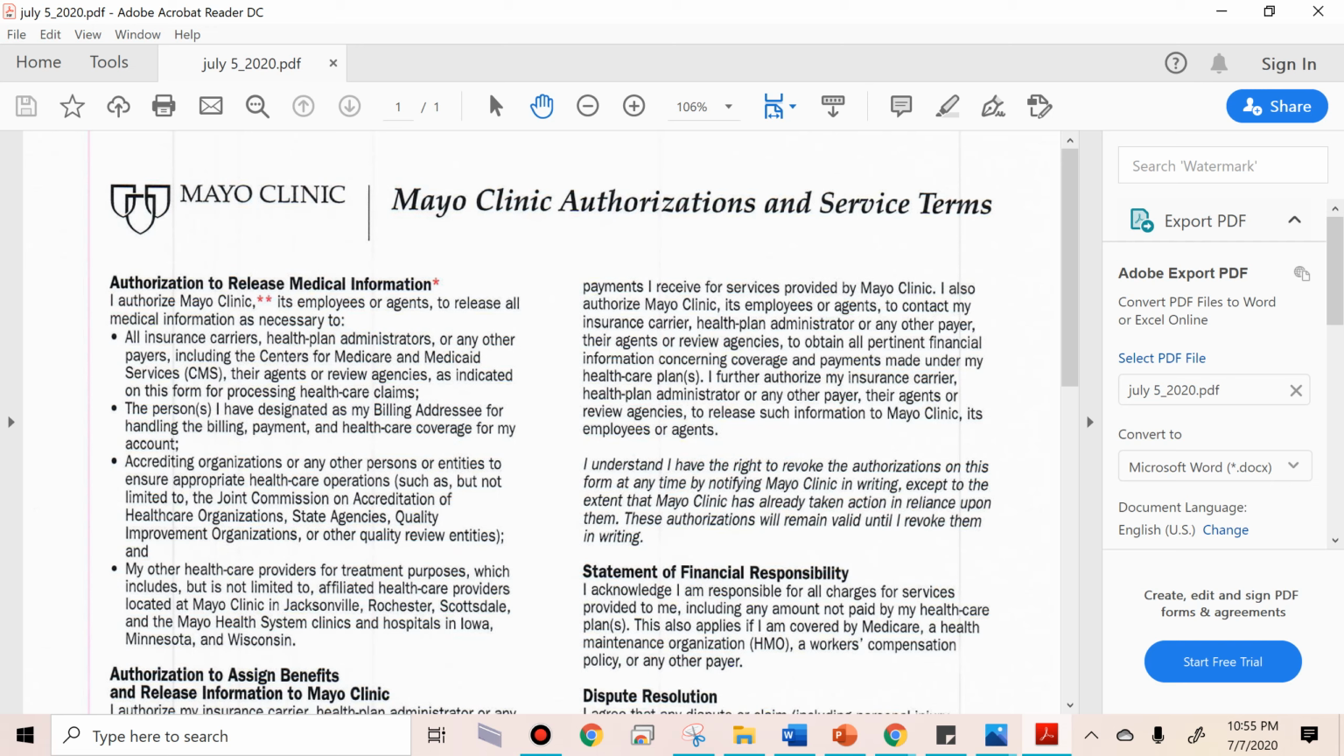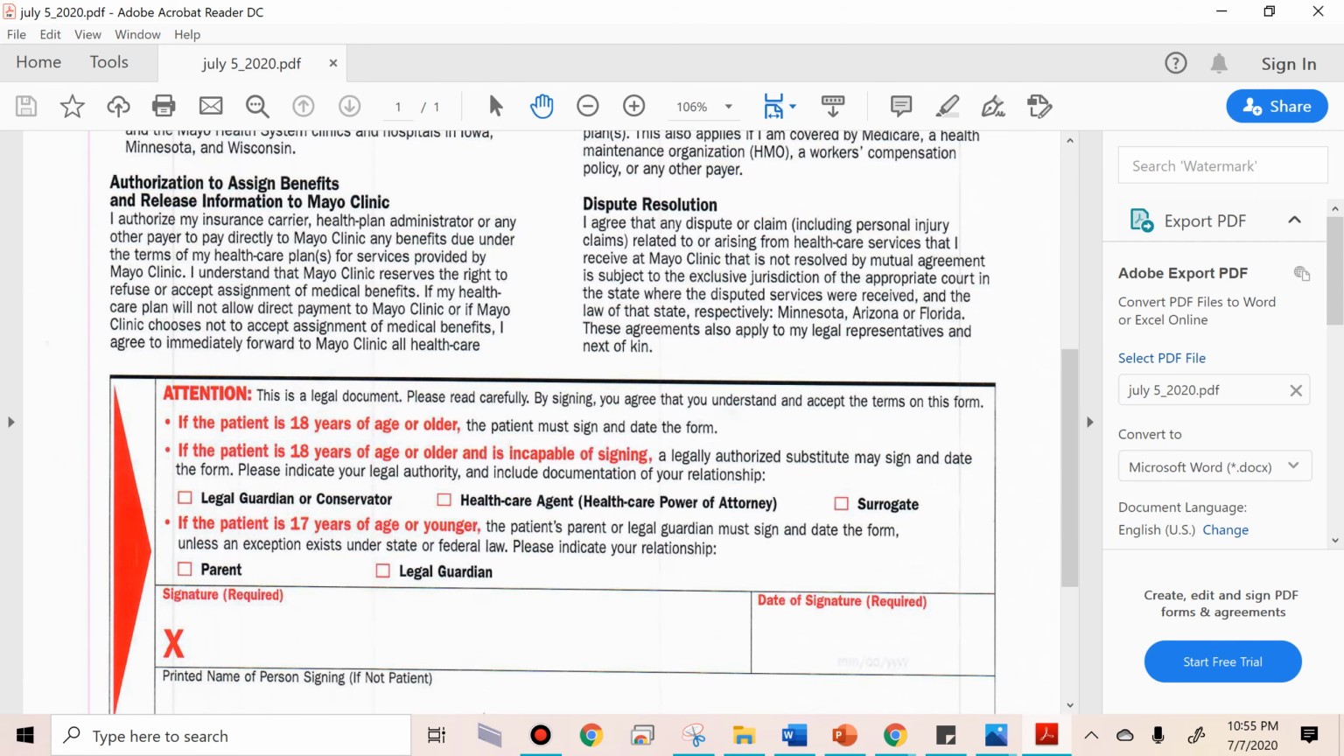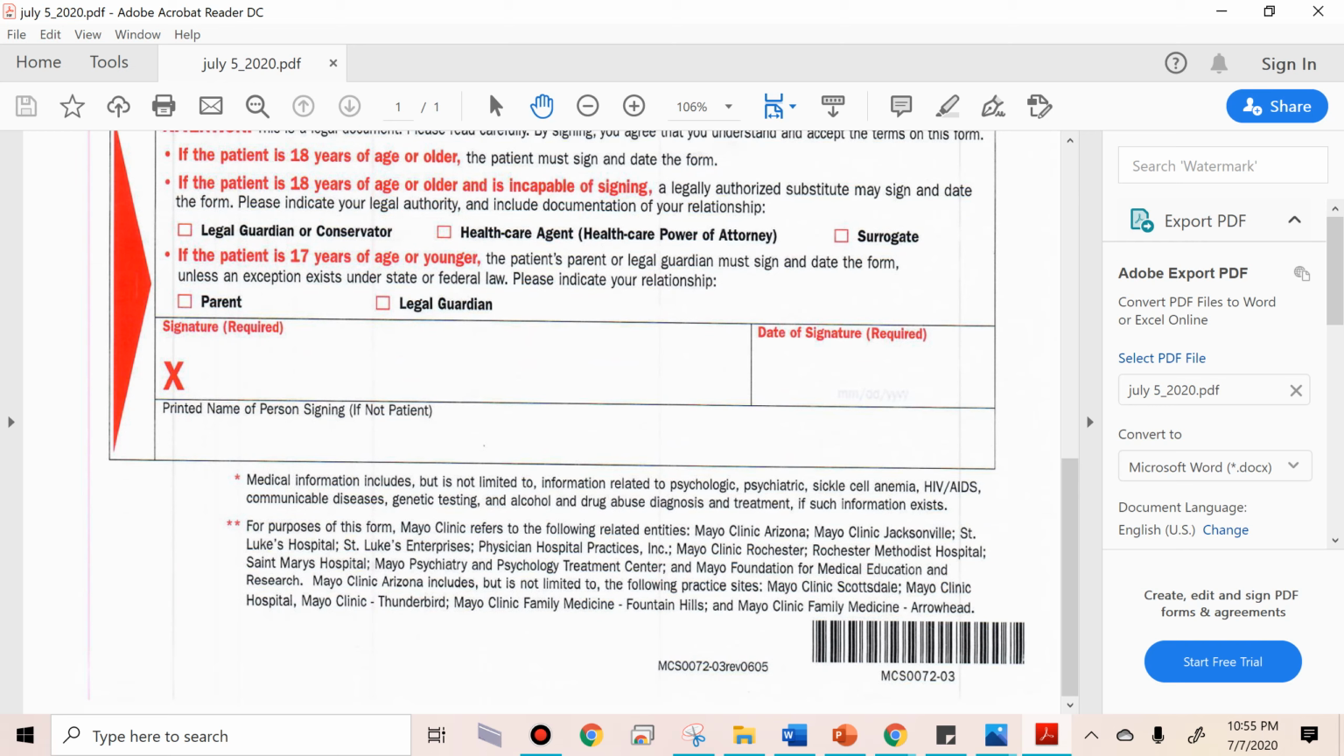And this is the one that I looked at that didn't match the ones that I signed a couple months back. And the biggest difference is this one starts out with authorization to release medical information. And it goes on to other types of release of information, statement of financial responsibility, and dispute resolution. Okay, and that's it. And you'll notice that this form that I got 2 days ago ends in 03, not in 04. So let's go back now.